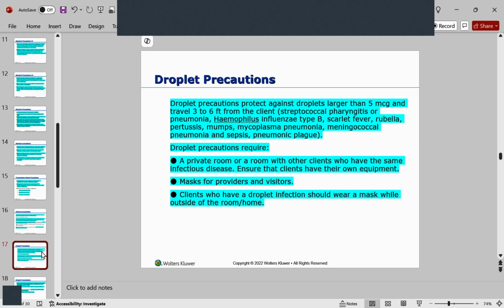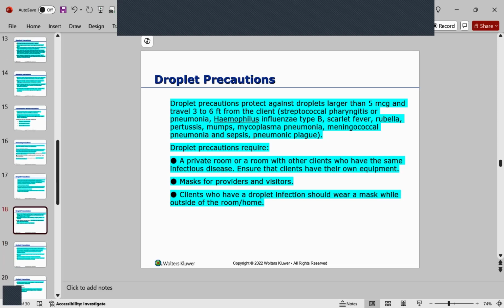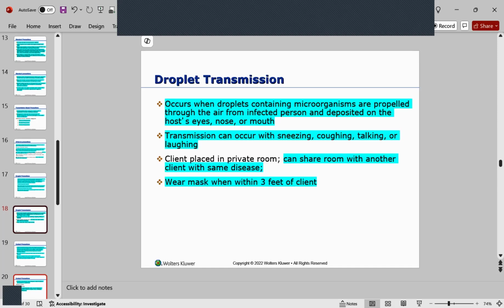So droplet precautions are different. You can have 2 patients in one room if they have the same disease, okay? You have to keep social distance 3 to 6 feet from the client. You must wear a mask. And any providers that go in there, nurses, doctors, any visitors can go in, but they have to wear a mask. And the client should wear a mask if they leave their room or they leave their house. Okay. So droplet transmission is different than airborne because these droplets are bigger. They're macro droplets and they get propelled through the air when the infected person sneezes or coughs or talks or laughs. Okay. So always wear a mask if you're going to be within 3 feet of that person.